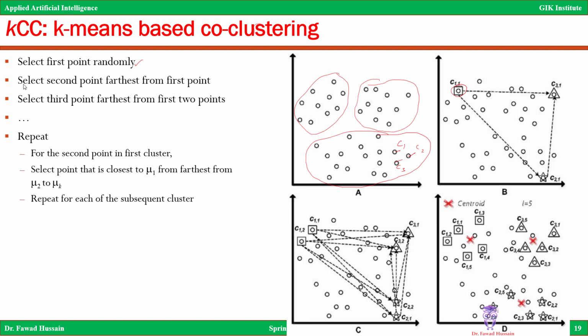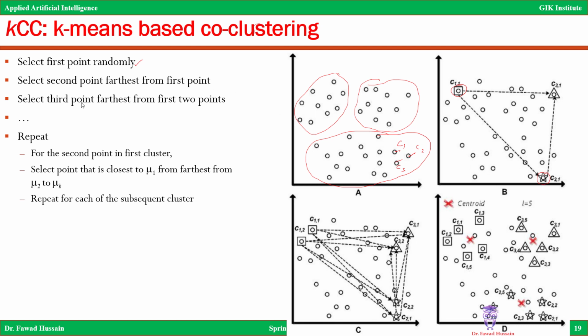But in our case, we said select the second point which is farthest from the first point. So the second point, this is farthest from the first point. So I'm going to calculate the Euclidean distance or the Manhattan distance between this point and all the other points. And then this is the farthest point. So this is the second cluster I have chosen, C2.